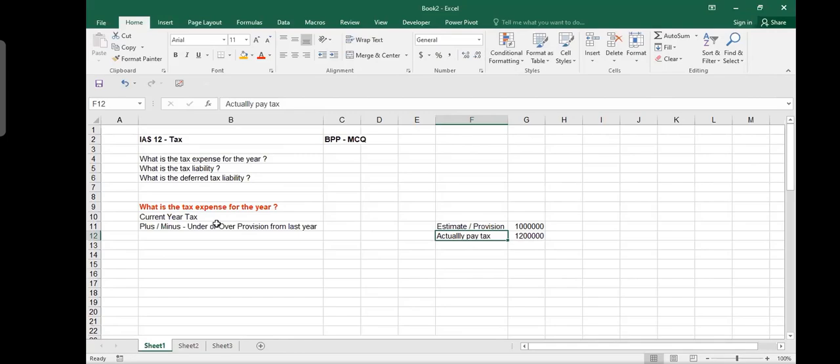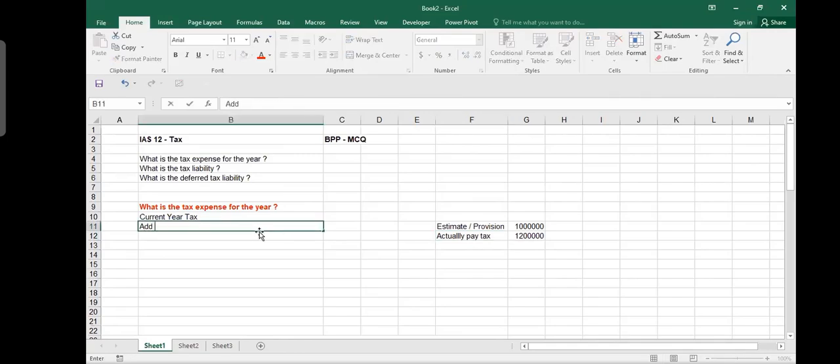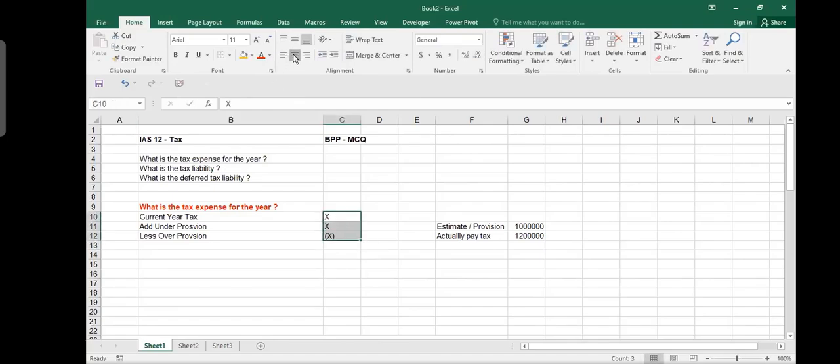So if there is any under provision, you must be adding it. Let me write it down like this: add under provision. If you have any under provision from the last year, you add it to the X here. Alternatively, if there was over provision, you subtract it. Over provision means that last year you created an extra provision; you showed a higher amount. So if it is over provision, you should subtract it, because last year you said you were going to pay 1.5 million, but actually it came out to be 1.2. You provided more, so this year your expense should decrease, because you recorded more last year. This is how you should treat under or over provision from the last year.